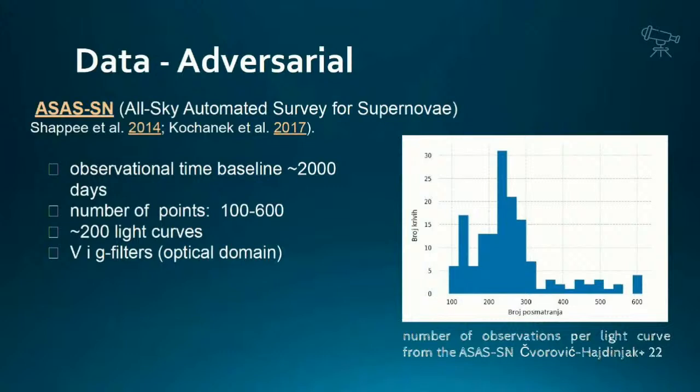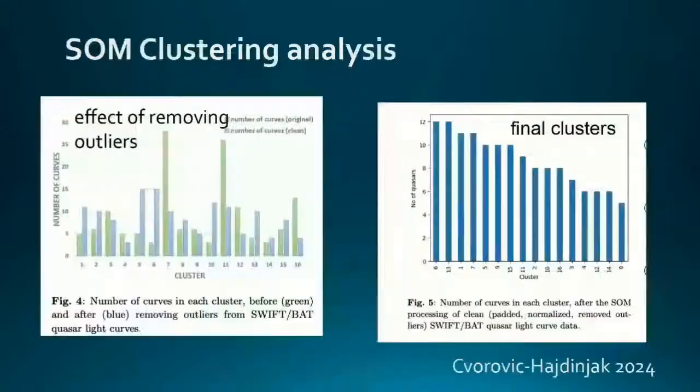So the data that has been selected to test this methodology was from the ASAS-SN survey, the All-Sky Automated Survey for Supernovae, which had a baseline of 2,000 days and well-populated light curves. Here is the histogram showing the number of points per light curve of the ASAS-SN data, and this was all optical data, of course. So we tested it on around 200 light curves.